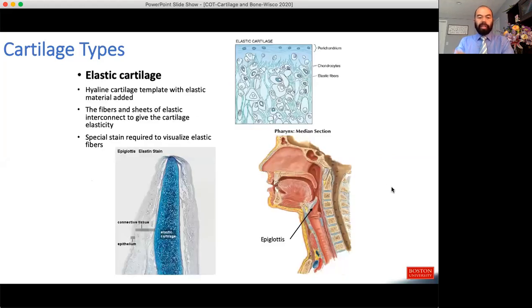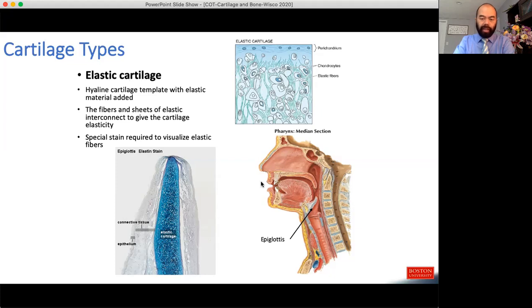Okay, now if we take a look at elastic cartilage, really the only difference between elastic cartilage and hyaline cartilage is the fact that it has an abundance of elastic fibers in its ground substance. The other thing too is, as I mentioned before, elastic cartilage tends to be located in specific places. Here is the epiglottis, which I referred to as the lid of the laryngeal inlet.